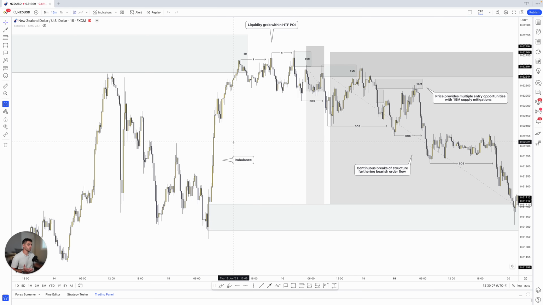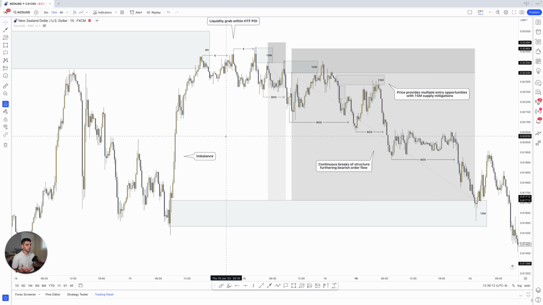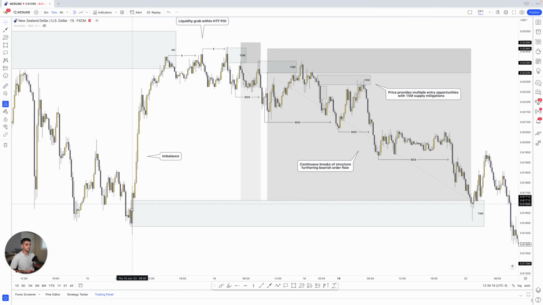I'm not shooting for 20R, 30R, 40R, etc. I wanted to target the path of least resistance, basically, or the lowest hanging fruit, as some would say. So that to me would be this 15-minute zone here.